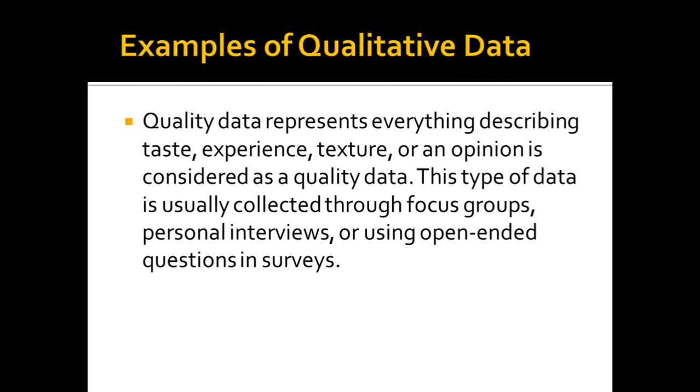Qualitative data examples. Qualitative data represents everything which is described in terms of taste, experience, texture, preferences, feelings, opinions, sentiments, beliefs, values, attitudes. They're all qualitative data. And we have seen that this kind of data is collected through interviews and questionnaires. And also there's a method called focused group. I didn't talk about that much because we have not seen this practiced in hospitals at least.